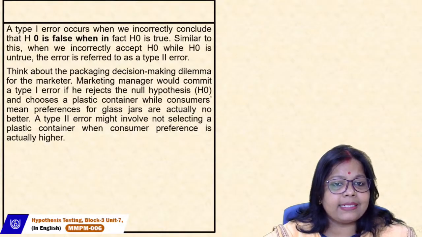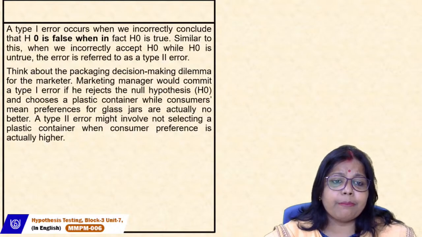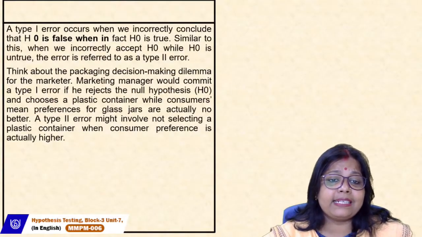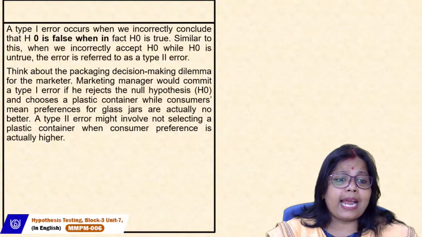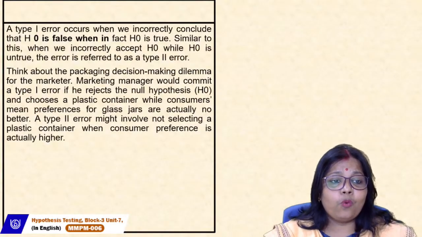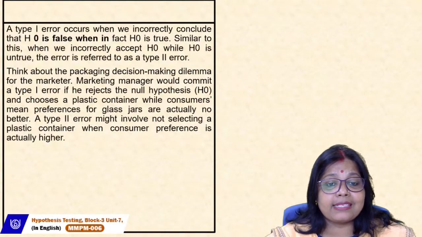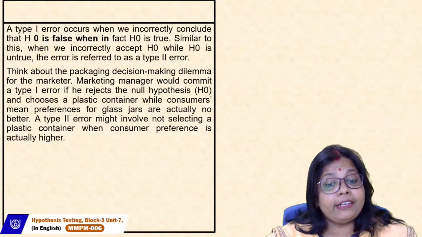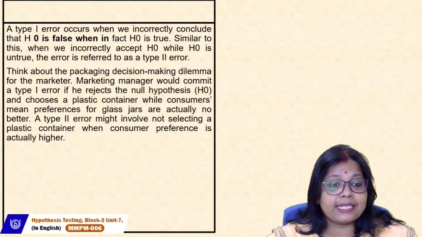So think about the packaging decision-making dilemma for the marketers. A marketing manager would commit a type 1 error if he rejects the null hypothesis H0 and chooses a plastic container while customers' mean preference for glass jars is actually no better. A type 2 error might involve not selecting a plastic container when consumer preference is actually higher.